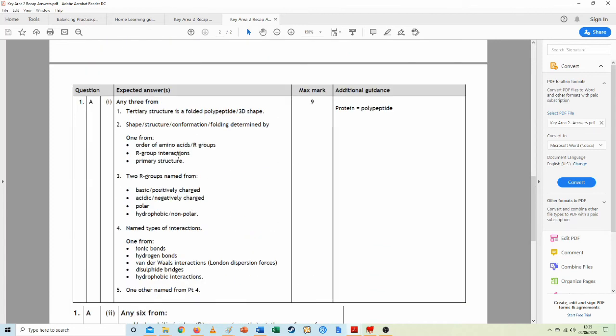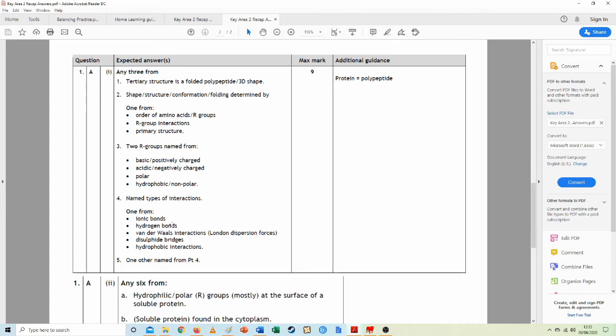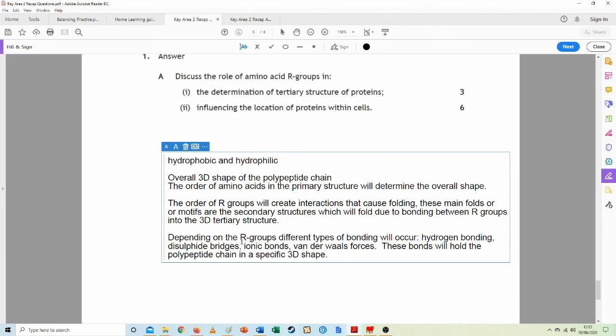So tertiary structure is a folded polypeptide three-dimensional shape. The shape, structure, conformation, folding is determined by the order of amino acids, so that primary structure. So you had to say that. That'll give you 1 mark for the definition. Saying the order of the R groups or the primary structure would have got you 1. 2 R groups named from either polar, hydrophobic. So I haven't done that. I didn't actually go into that kind of detail. I just said the types of bonding that would occur.